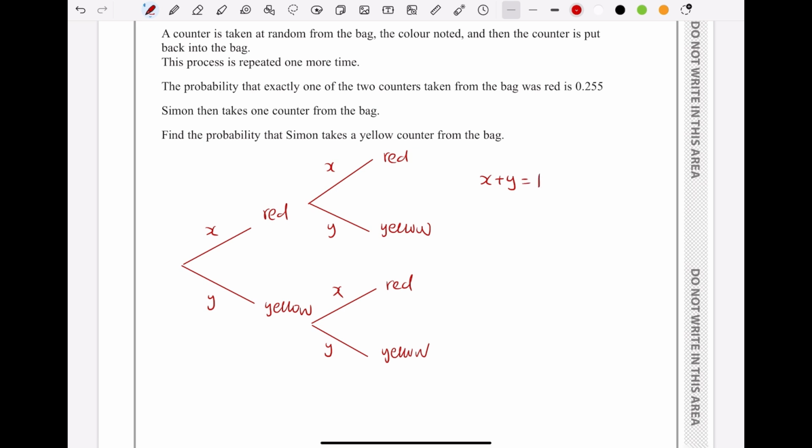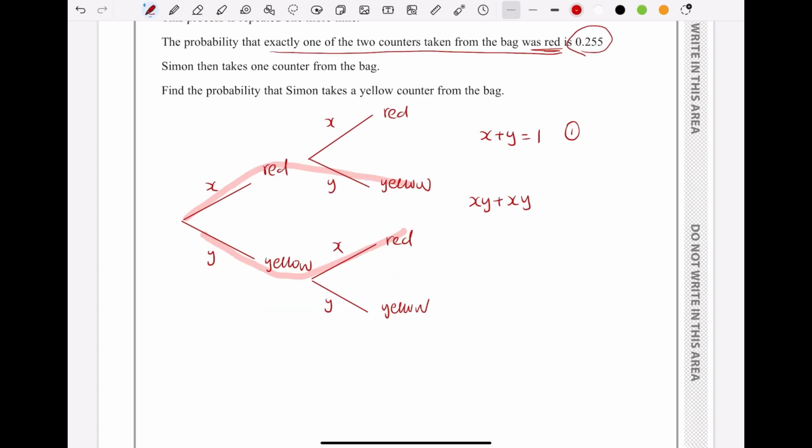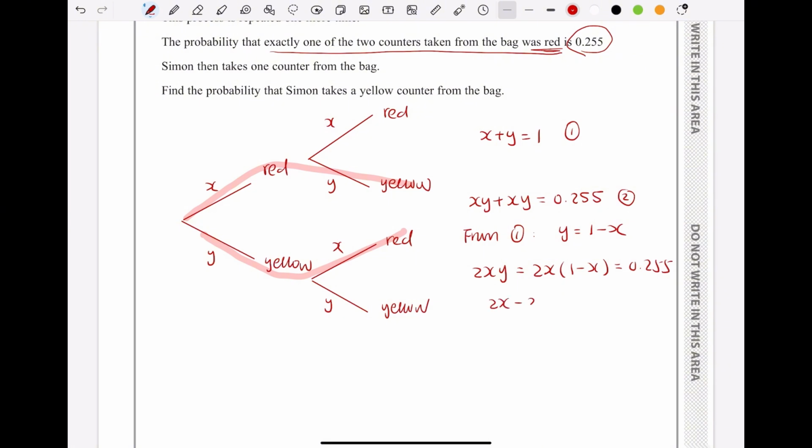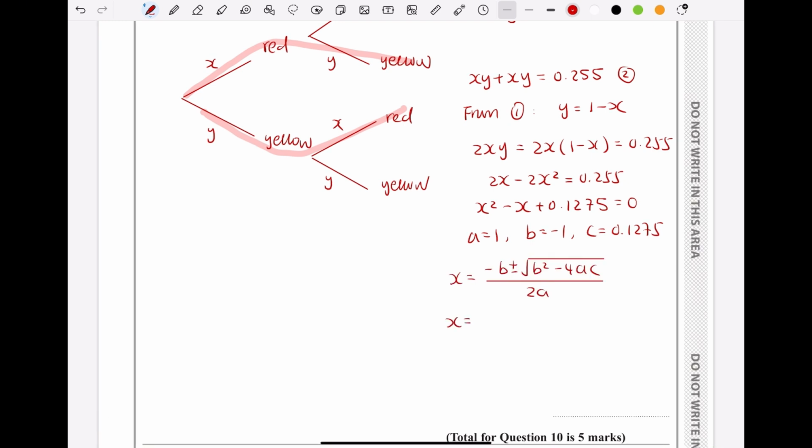We also know from the question that the probability that exactly one of the 2 counters was red is 0.255. Therefore, we have xy plus xy equals 0.255. From the first equation, we know y is 1 subtract x. Therefore, 2xy is going to be 2x times 1 subtract x, and that is 0.255. By expanding the bracket and rearranging, we have a quadratic equation. Now, a is 1, b is negative 1, and c is 0.1275. By using the quadratic formula, we can work out x to be 0.85 or x is 0.15.